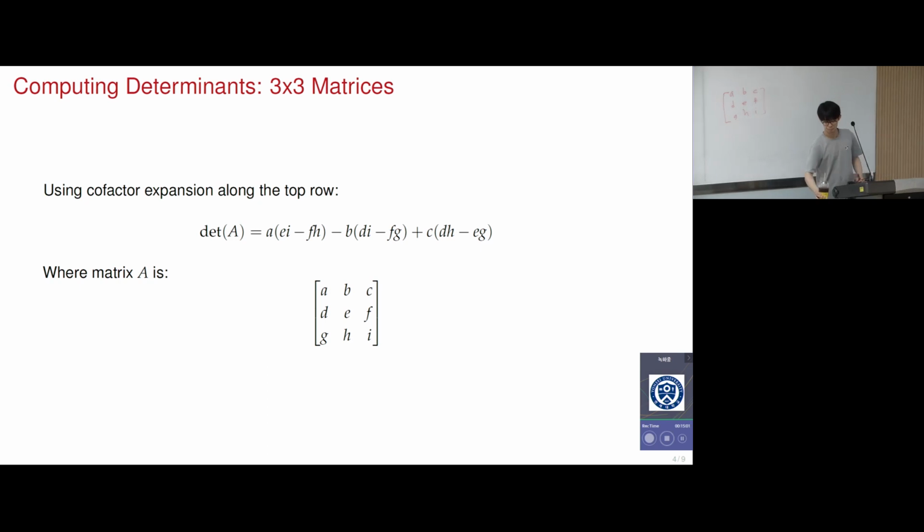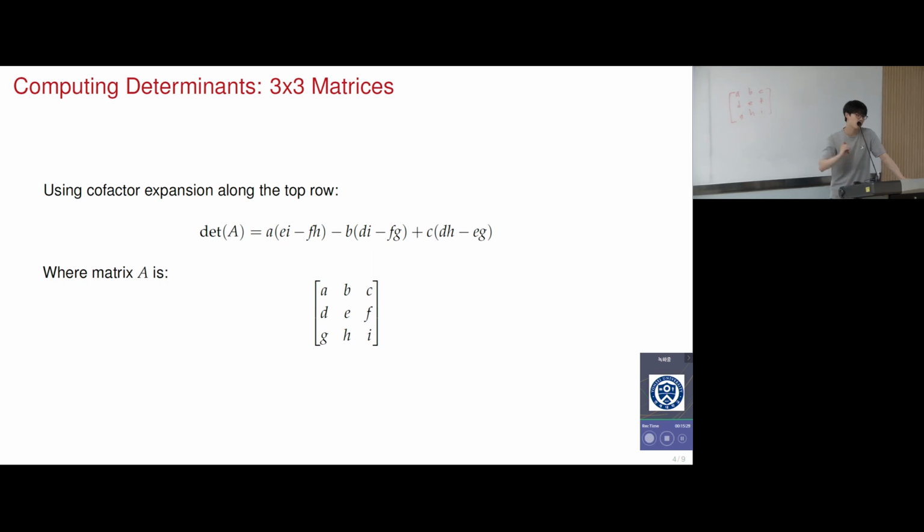All right, so for 3x3 matrices, it becomes a little bit harder to calculate the determinant. I wrote down the formula here, which is called cofactor expansion. So let me explain what cofactor expansion is, okay? Basically, it's a little bit easier way to calculate the determinant, and the way you do it is as follows.